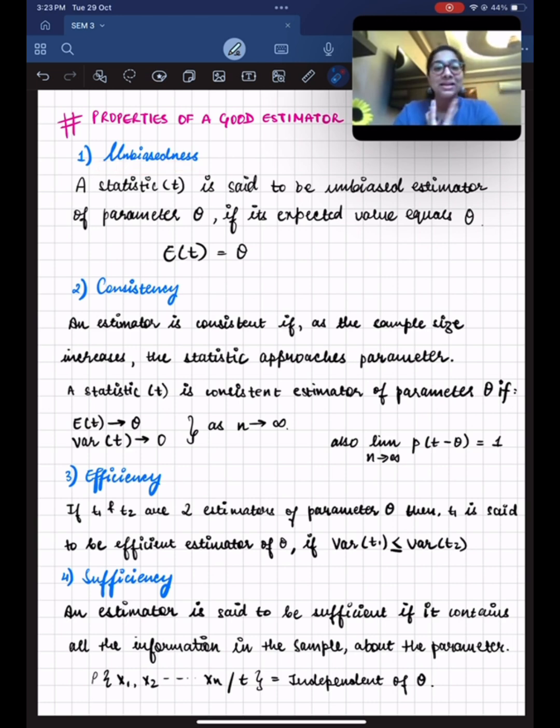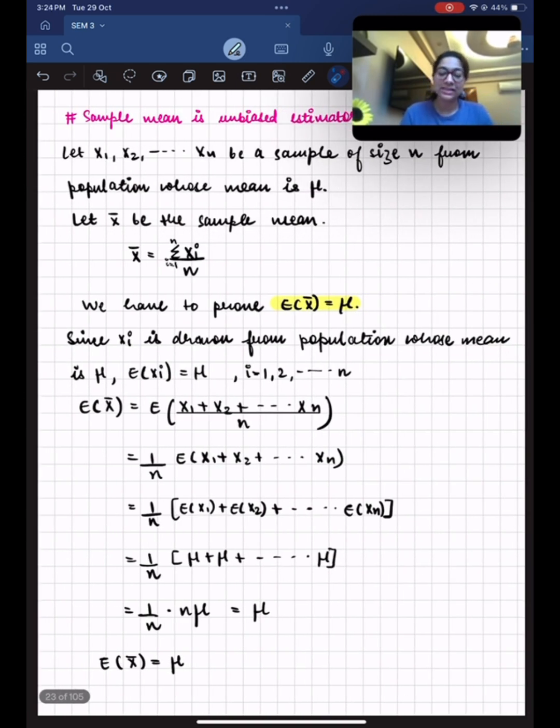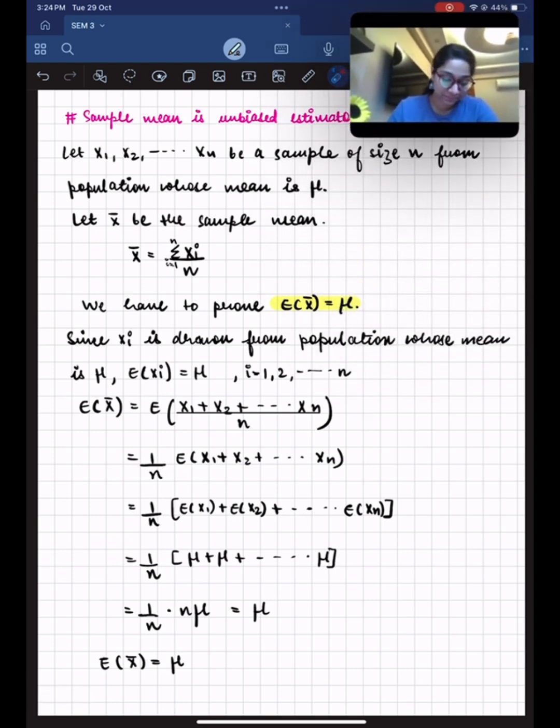So statistic T is said to be an unbiased estimator of a parameter theta if its expected value is equal to theta. Or we can say in mathematical terms that expectation of T is equal to theta. Now we'll see if the sample mean is an unbiased estimator for the population mean.